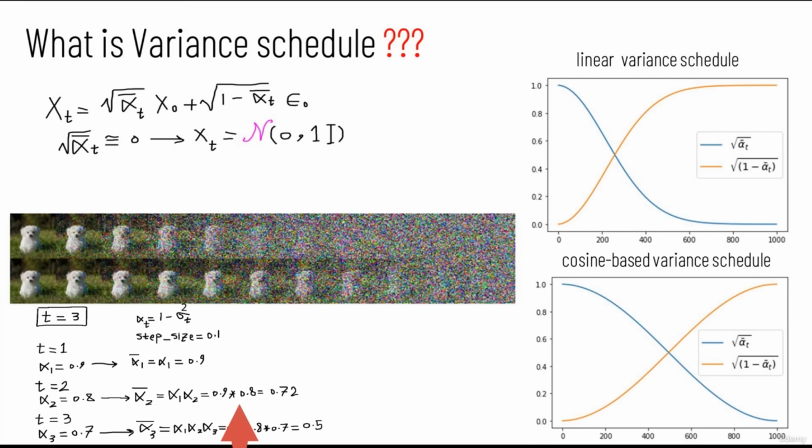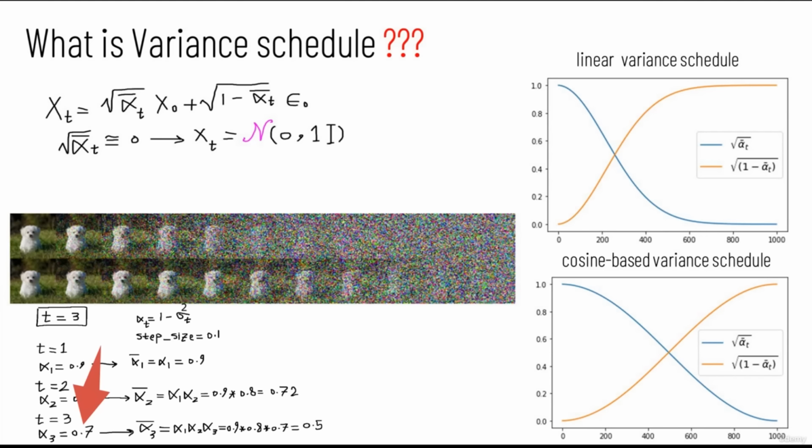0.9 times 0.8, and the results will be equal to 0.72. So as you can see here, alpha bar at time step 2 is smaller than alpha bar at time step 1. Now we are at time step 3. So alpha at time step 3 is equal to the previous alpha, which is alpha at time step 2, minus 0.1, or the step size. The results will be equal to 0.7.